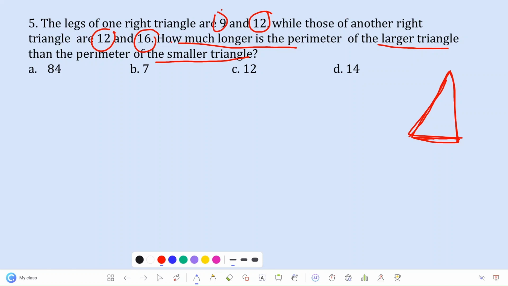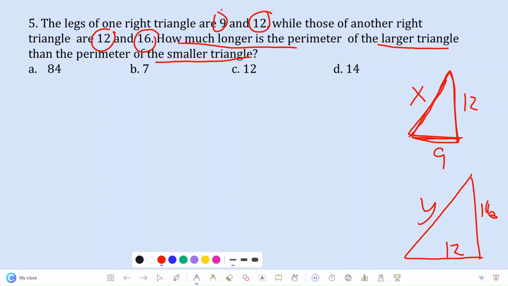Dahil ang isa dito, kunyari, ito yung maliit. You have here the legs, that is 12, this is 9. At ang isa namang mas malaki, kunyari, ito ang mas malaki. Ang leg nito ay 12, this is 12, and this is 16. So, napakadali lang pong isolve. Gamitin lang ang Pythagorean theorem at makukuha ninyo ang other side. Ang gagawin niyo lang kapag nakuha niyan is i-add niyo lang ang lahat.